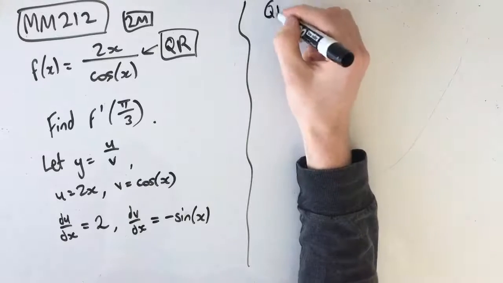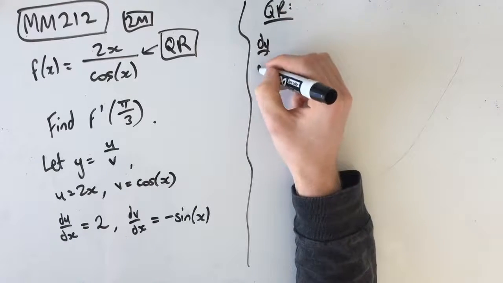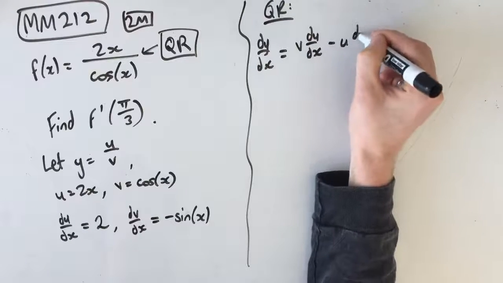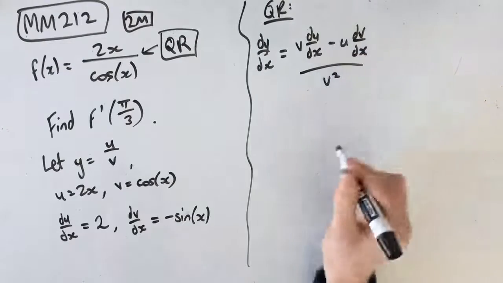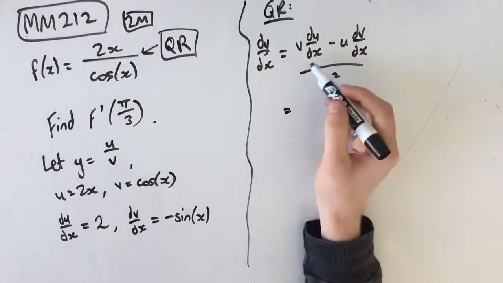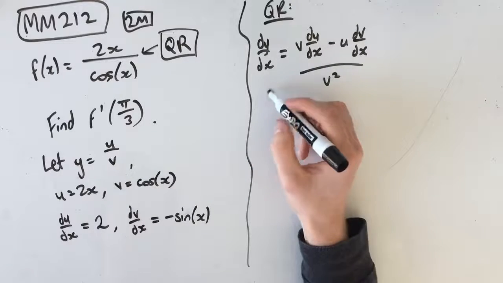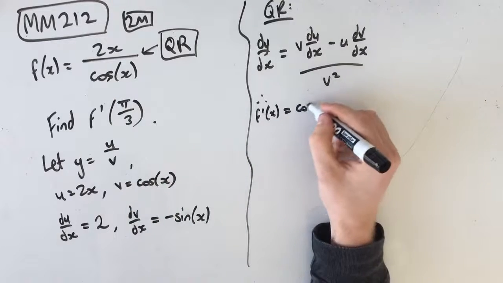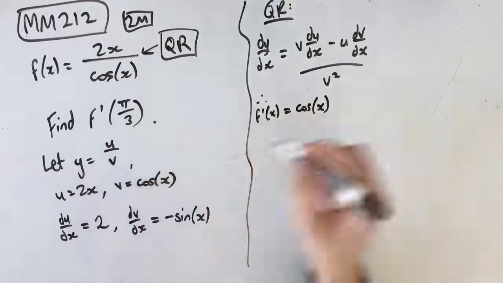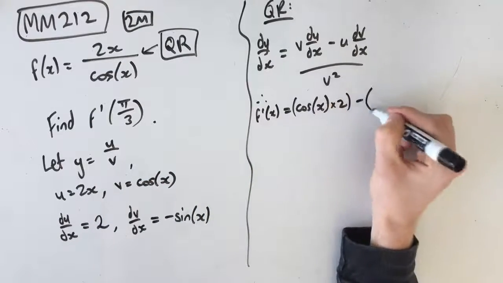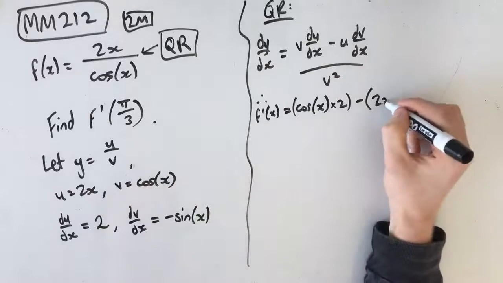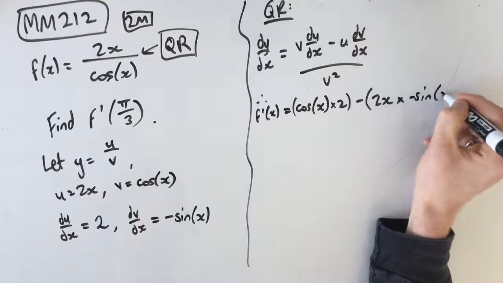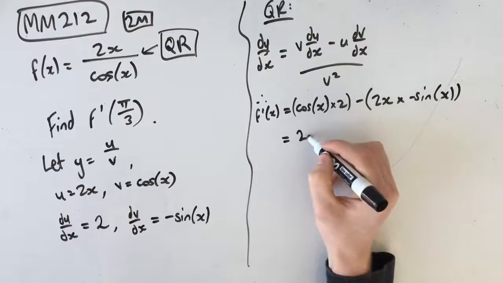Sweet. So our quotient rule tells us that dy dx is equal to v times du dx minus u times dv dx over v squared. Sweet. And this is the reason that we found these earlier, because now we can just plug in our values. So therefore, f dash of x equals v, which is cos x, so cos x times du dx, which is 2, minus u, which is 2x, times dv dx, which is negative sine x.